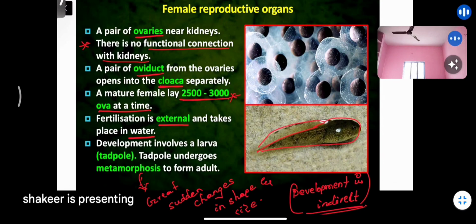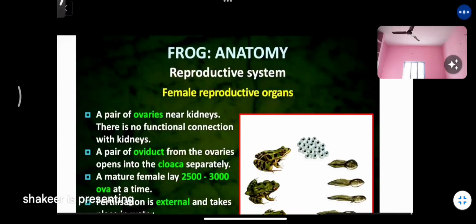Clear? So development involves a larval stage which is called a tadpole. The tadpole undergoes metamorphosis to form the adult. So this is another important bit. The tadpole undergoes what? Metamorphosis. What is metamorphosis? A sudden change in shape and size is called metamorphosis. Initially it looks like a fish, no? But suddenly it grows into a frog. Are you able to understand? So this type of indirect development stage is called metamorphosis. So metamorphosis is present in the case of the frog.